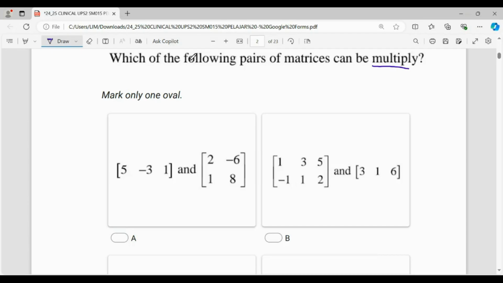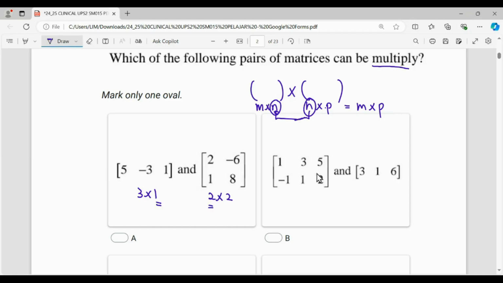For this question, which of the following pairs of the matrices can be multiplied? So we need to see the orders. The first matrix can be multiplied with the second matrix where the number of columns of the first and the number of rows of the second are the same. Then it can produce a result matrix of order m times p. So this order is 3 times 1, and this is 2 times 2. So it doesn't have the same number that we want here.